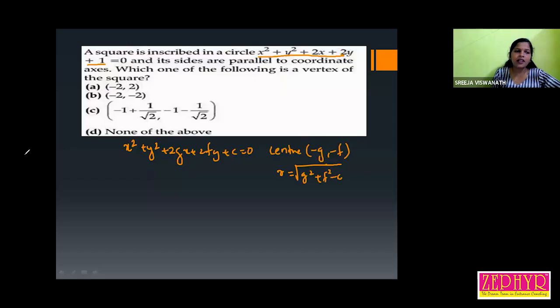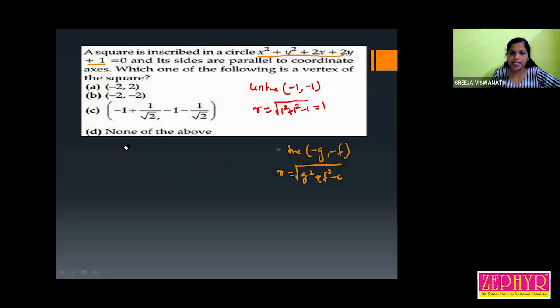Like that, we can find the center and radius here. Here the center is what? Center minus g minus f. Here 2g equal to 2, so g equal to 1. Minus g minus f, minus 1 minus 1. And radius root of g square plus f square minus c. That is 1. So we get the center and radius.